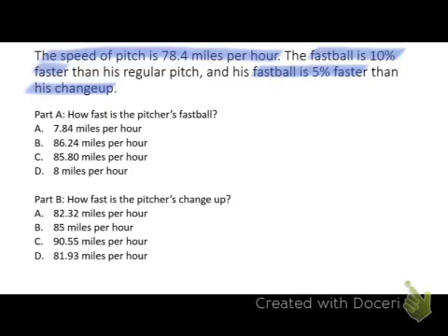The speed of a pitch is 78.4 miles per hour. The fastball is 10% faster than his regular pitch, and his fastball is 5% faster than his changeup. We want to know how fast is the pitcher's fastball. So we'll take the speed of a normal pitch, which is 78.4 miles per hour, and we'll multiply that by 110% because it's going to travel 100% of the normal speed and 10% more for being the fastball. When you multiply these numbers, you come up with 86.24 miles per hour.